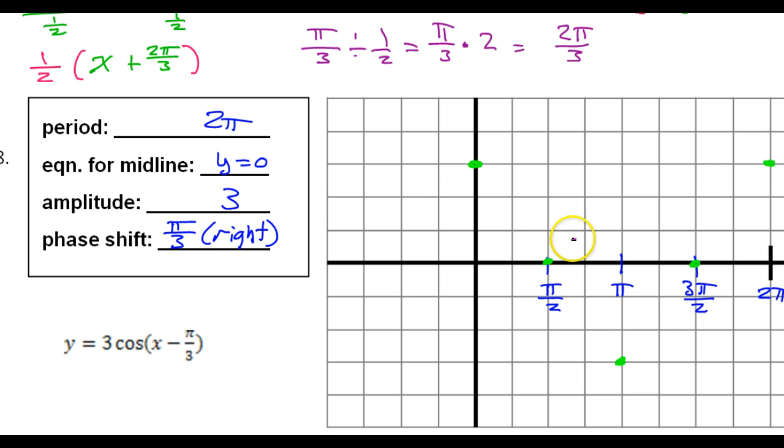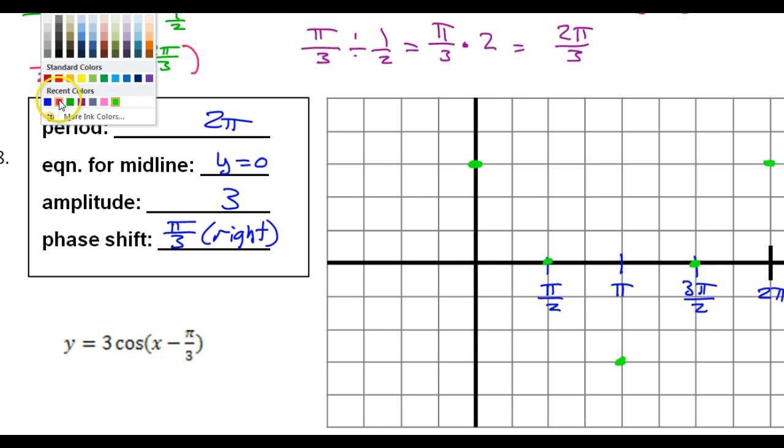Do not connect these points. This is just the skeleton. Now comes the phase shift. We need to move each of these points pi over 3 to the right. So how much is that? Is that more than a square? Is it less than a square?